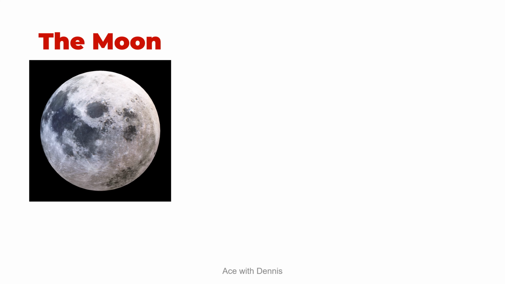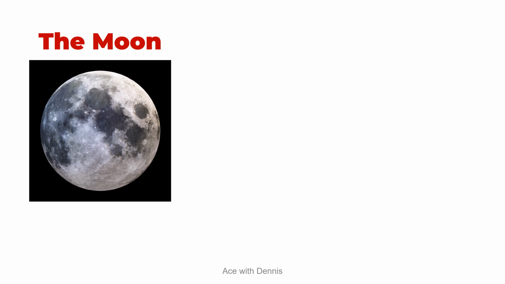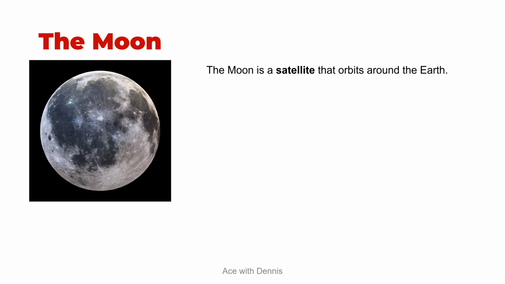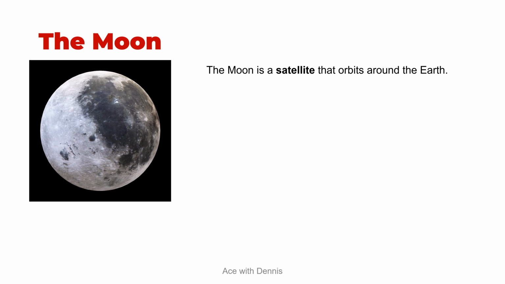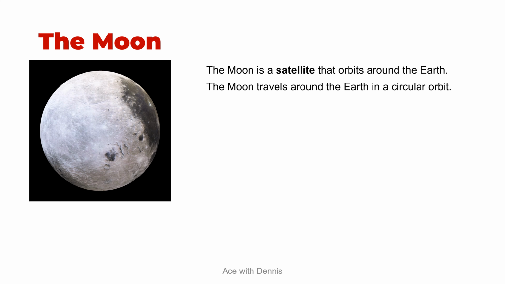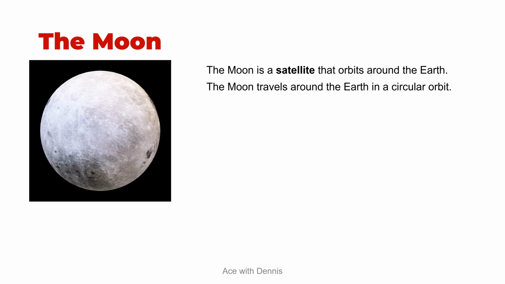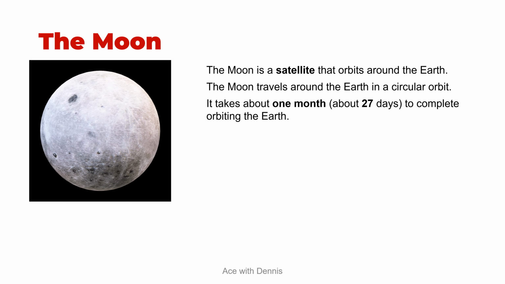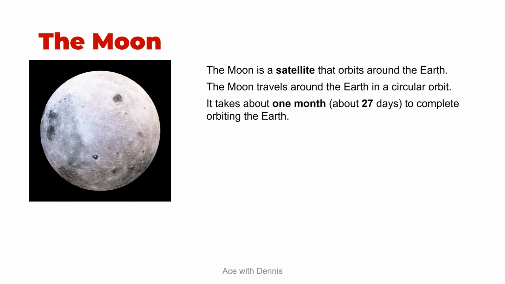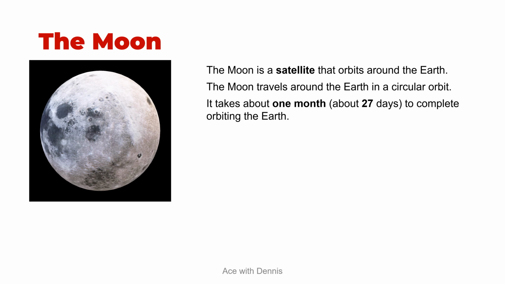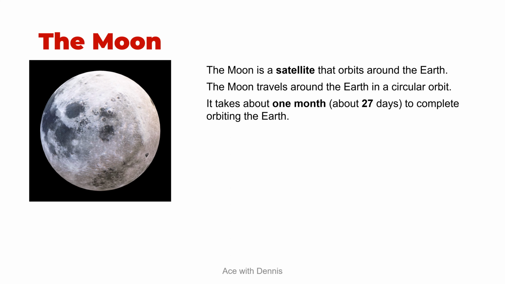Now, let's discuss the moon. What is the moon? It is a satellite that orbits around the Earth. The moon travels around the Earth in a circular orbit. It takes about 1 month or about 27 days to complete orbiting the Earth.